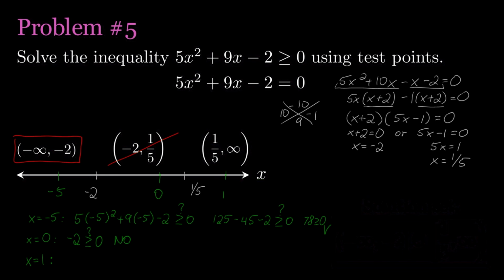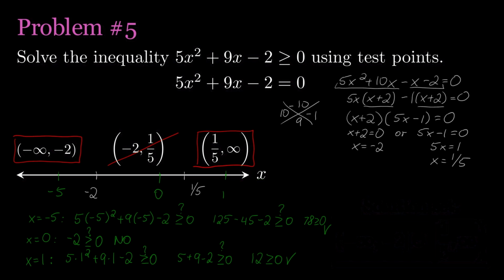Finally, the last test point, 1, we get 5 times 1 squared plus 9 times 1 minus 2, and ask whether this is greater than or equal to 0. Now 1 squared is 1, 1 times 5 is 5, 9 times 1 is 9, of course, so plus 9 minus 2. Is this greater than or equal to 0? Well, 5 plus 9 is 14. 14 minus 2 is 12. 12 indeed is greater than or equal to 0. Therefore, the whole interval from which this test point came belongs to the solution set of our inequality, and that's the interval from 1/5 to infinity.